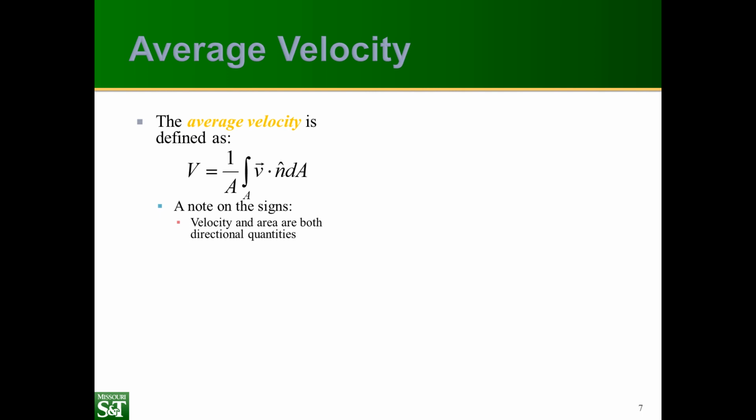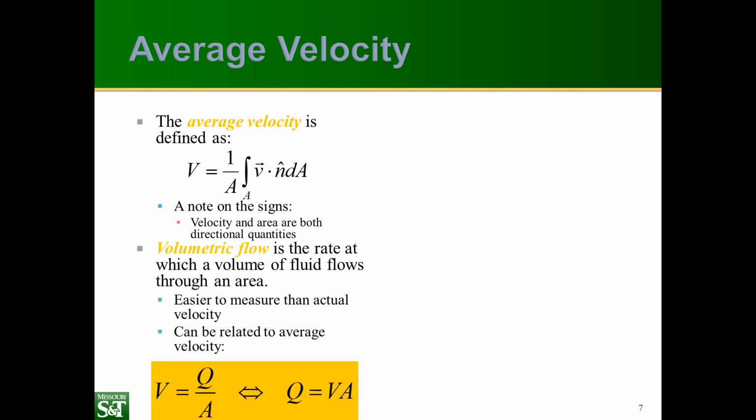If the velocity is into the control volume, then the velocity and area vectors point in opposite directions, and we have a negative dot product. And if the velocity is out of the control volume, then the two vectors point in the same direction, and the dot product is positive. So we need to pay attention to those signs when we look at average velocities or flow rates and things like that.